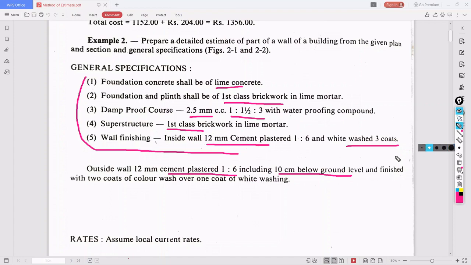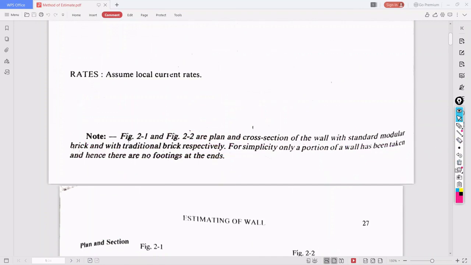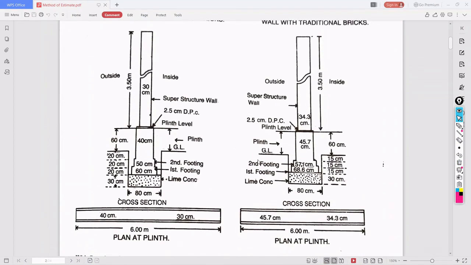So we also analyze the diagram. I already explained what all the parameters are which you can see in this diagram. We have the trench, and this is the lime concrete or CC bed. This is the first footing, second footing. This is plinth up to wall. This is plinth above the ground level, this is plinth up to ground level, and this is plinth above the ground level.